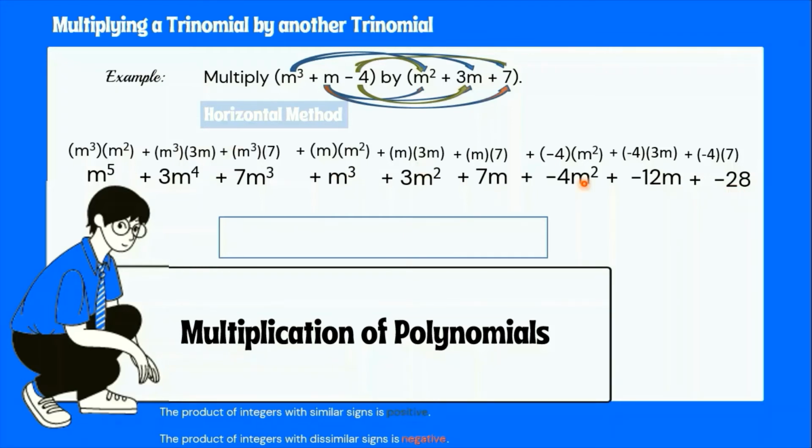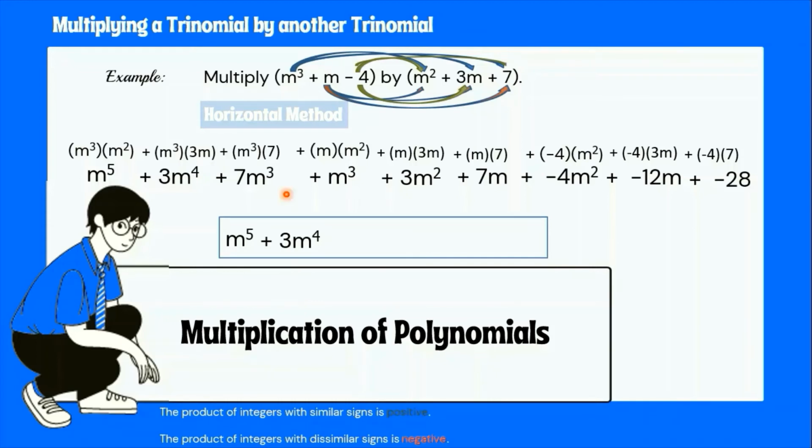Let's combine them together. Yung mga pareho ng exponents, kailangan na natin i-add. Si m raised to the power of 5 lamang yung may exponent na 5, walang iba, kaya let's drop it down. Sa term naman na may exponent na 4, siya lang din mag-isa, so just drop it down, 3m raised to the power of 4.